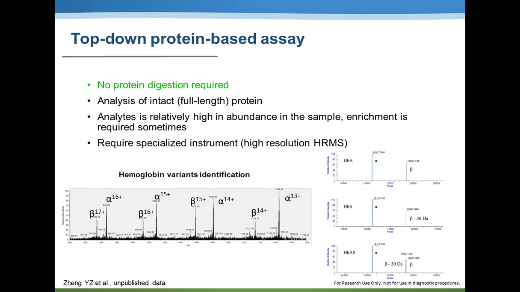And if the patient has a mutation, for example, hemoglobin sickle cell, you're going to see a shift of the beta mass from the normal by -30 delta. If the patient is hemoglobin AS, you're going to see both the normal beta subunit and also the shifted beta subunit.